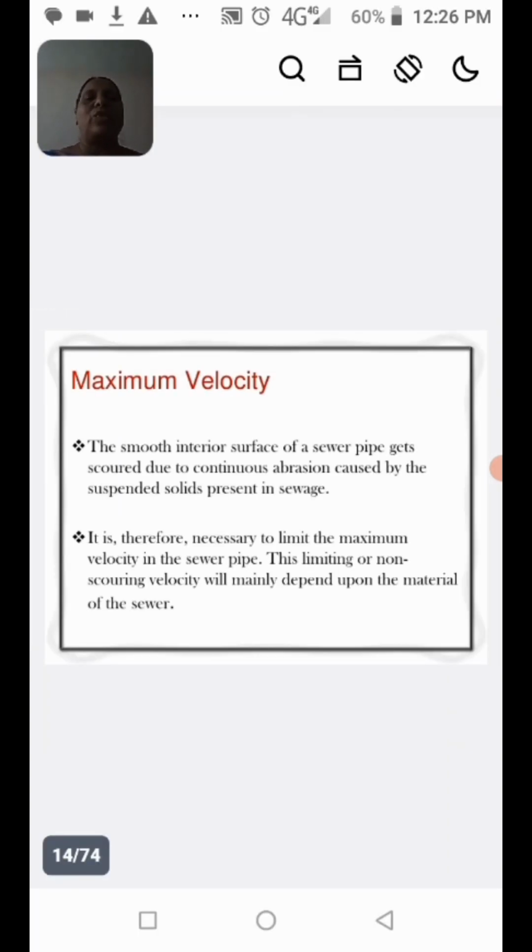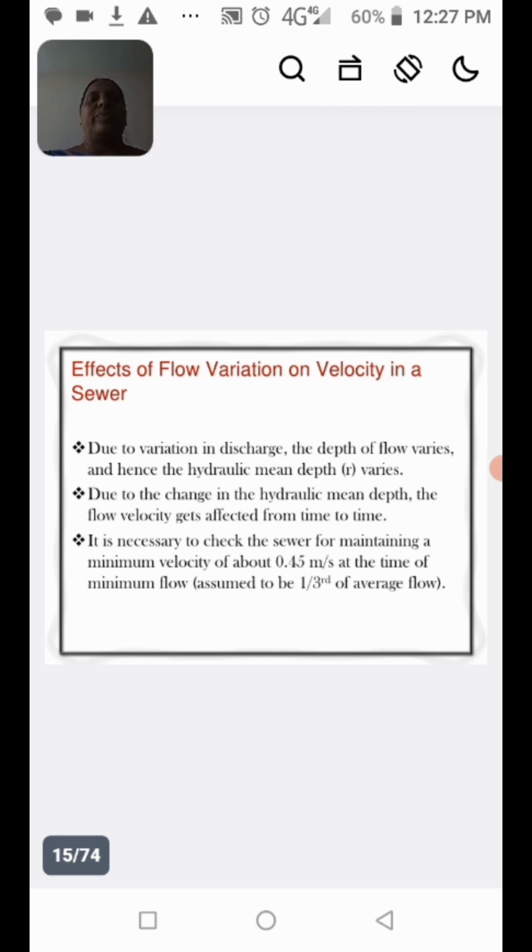Maximum velocity. The smooth interior surface of a sewer pipe gets roughened due to continuous abrasion caused by the suspended solids present in sewage. It is therefore necessary to limit the maximum velocity in the sewer pipe. This limiting or non-scouring velocity will mainly depend upon the material of the sewer.